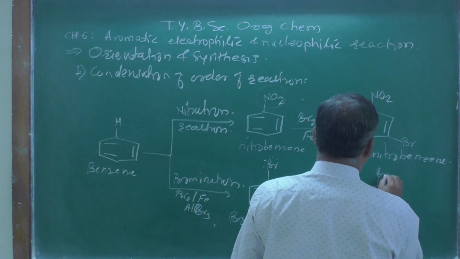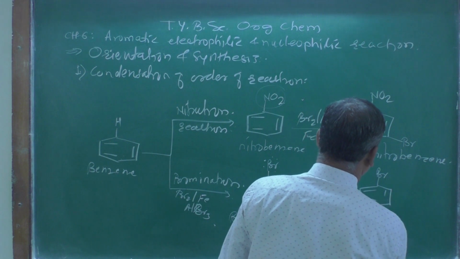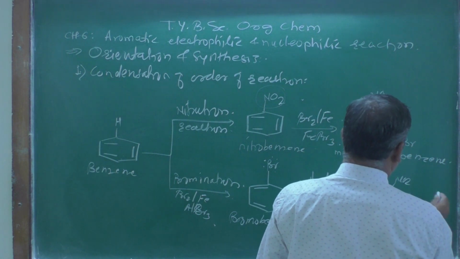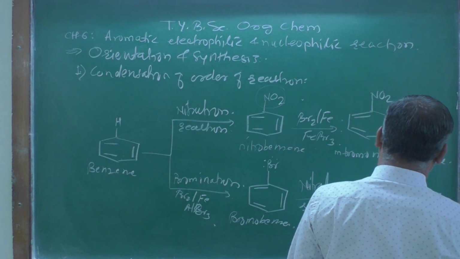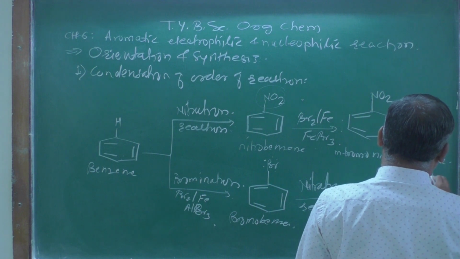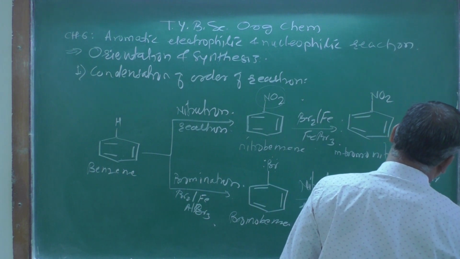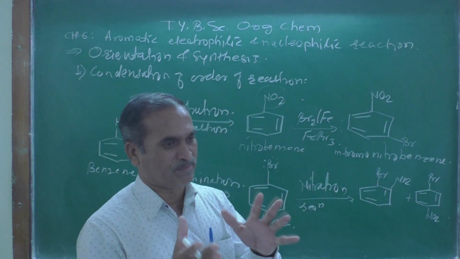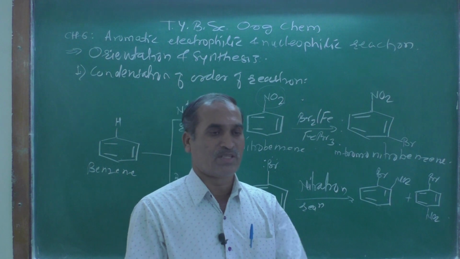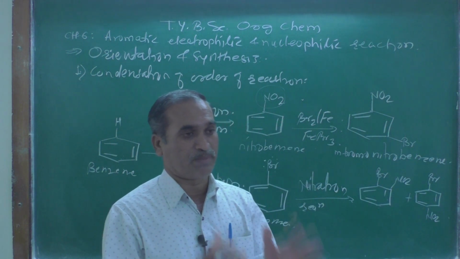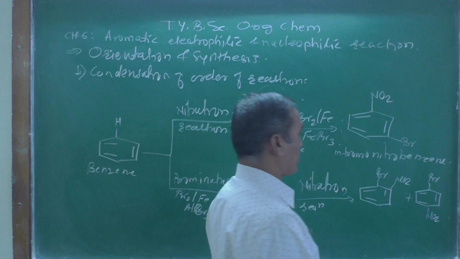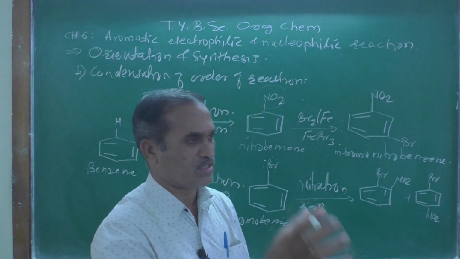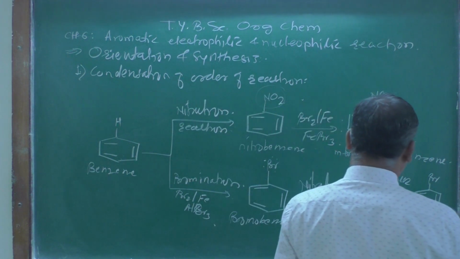Here is Br, and here the nitro group at the ortho position, NO2, and another product we get is this one, which has Br and NO2. We get a mixture of products. Once a mixture of products is obtained, there is a problem of separation. It requires separation, and different separation techniques are available.